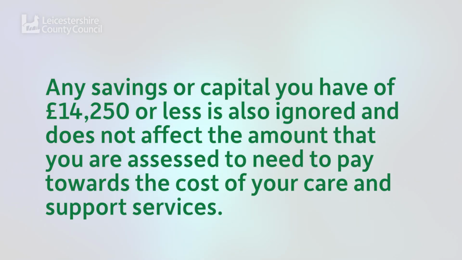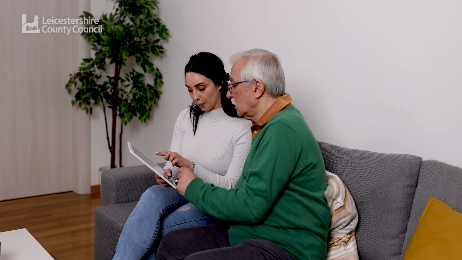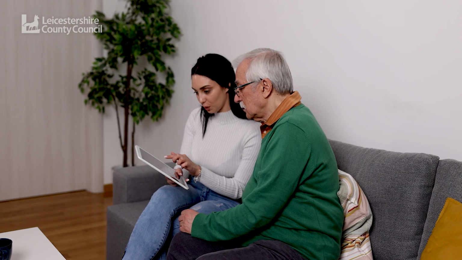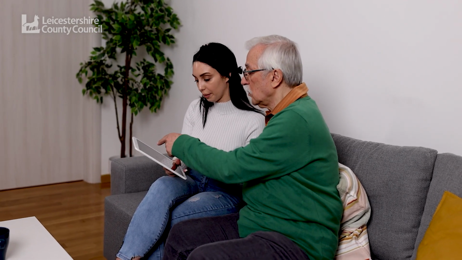Any savings or capital you have of £14,250 or less is also ignored and does not affect the amount that you are assessed to need to pay towards the cost of your care and support services. If your service is a direct payment, we will deduct your contribution from the money that we pay you, and you must then pay this into the bank account or prepaid card account that your direct payment is paid into. There is a separate video on personal budgets and direct payments.